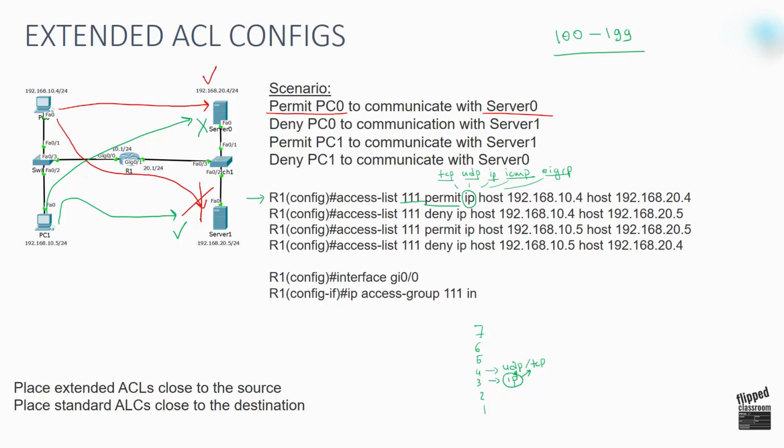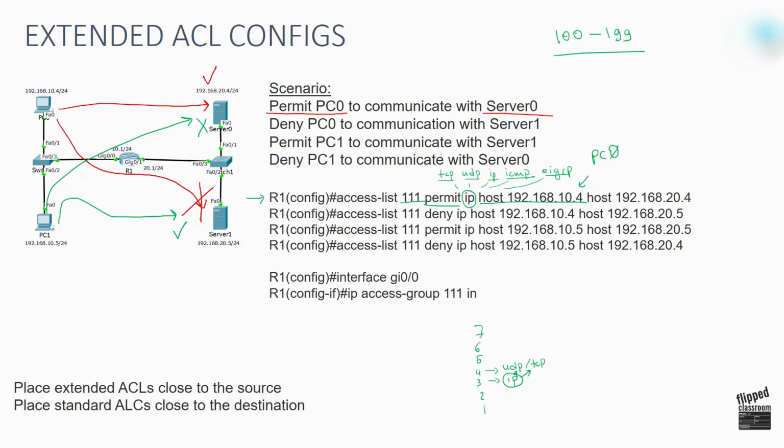In our example, we have to permit only from IP address to IP address, and deny from IP address to IP address. We don't have to filter by port number plus IP addresses. In this example, we are not using port numbers, and that is why we are selecting IP. Then we write host and define our host. This is PC0.